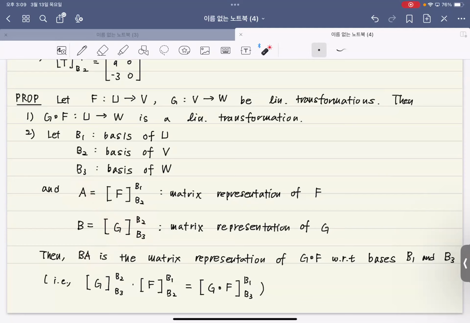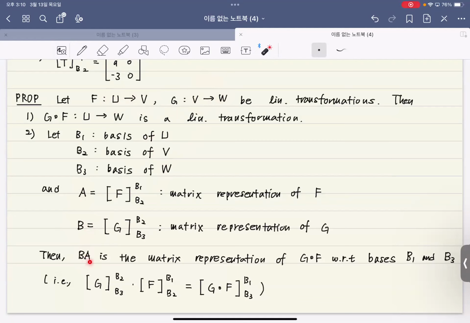This is very important. The row number of this matrix must be the same as the dimension of W, and the column number must be the same as the dimension of U. And the row number of B is the same as the dimension of W, and the column number of B must be the same as the dimension of V. So multiplying B by A is possible in terms of dimensions.